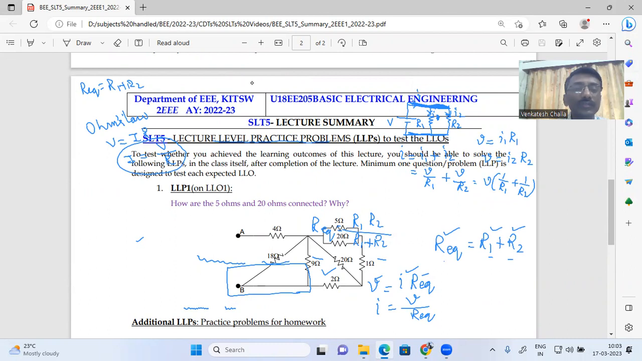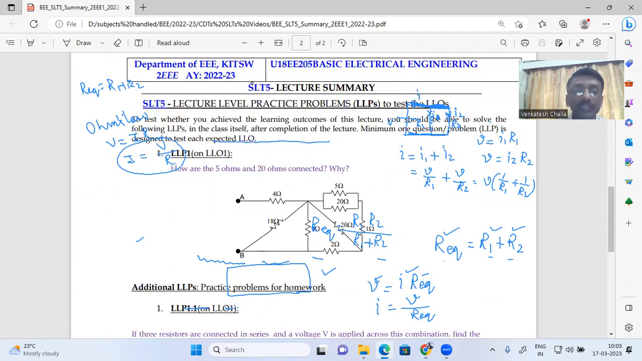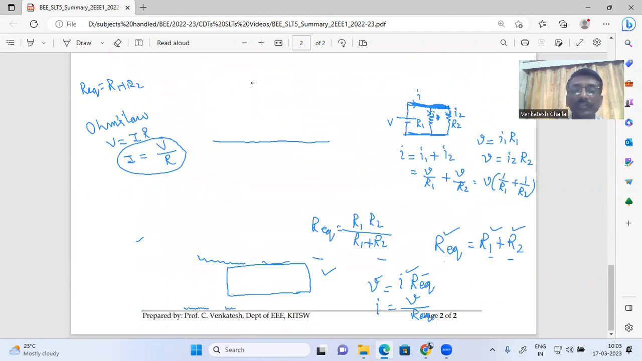So next, we have some numerical problems given. You please try to solve these, and you can understand how to find out the equivalent resistance when resistors are connected in series-parallel combination.